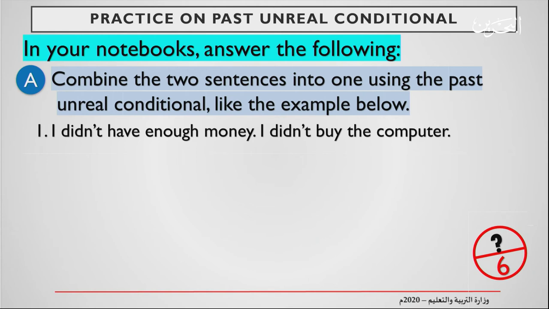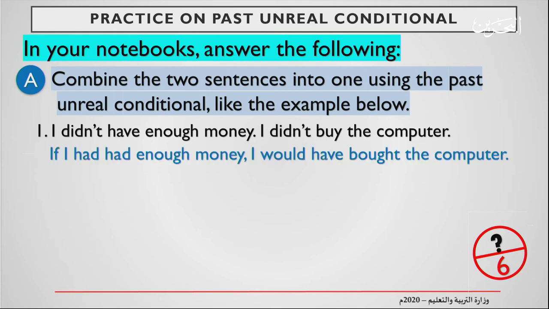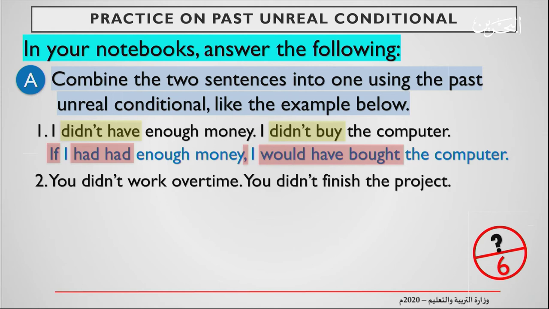Second sentence. Now, your task is to combine the first one to the second one using the past unreal conditional, like the model answer. If I had had enough money, comma, I would have bought the computer. So, how did I come up with that? I didn't have to worry about, didn't buy to worry about. So, I added if, and I made this had had enough money instead of didn't have. Then, I added the comma instead of the full stop. And didn't buy, I said would have bought. So, it should be simple. Now, you can do number two.